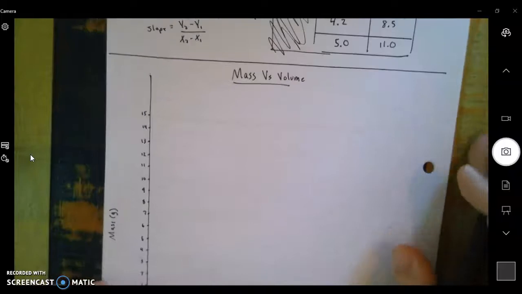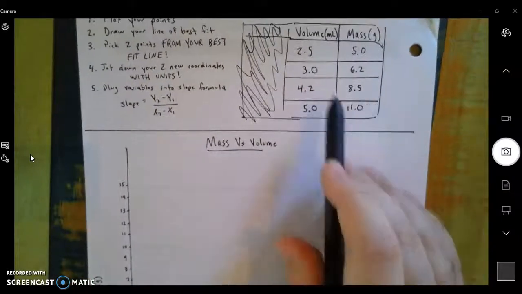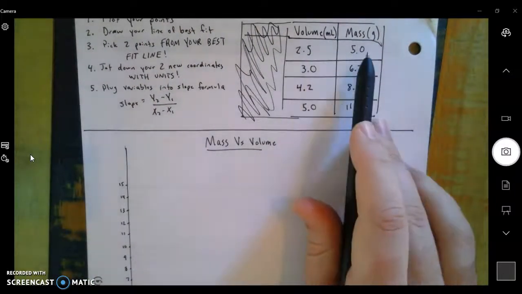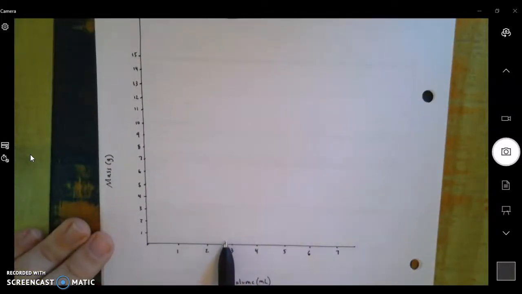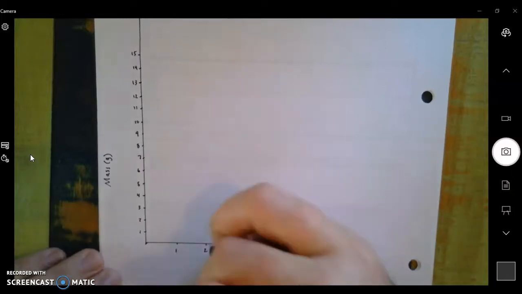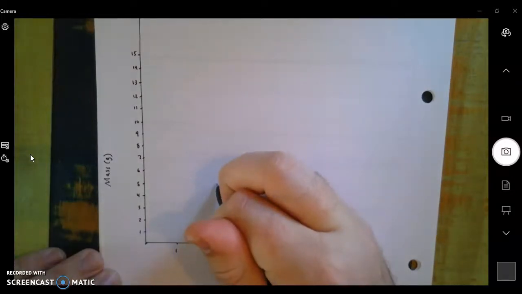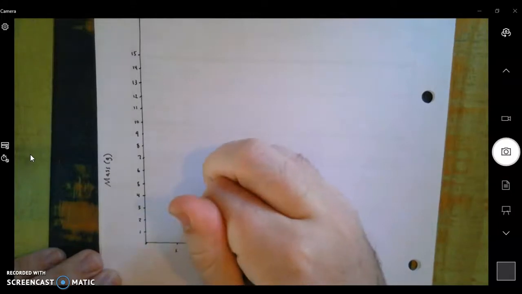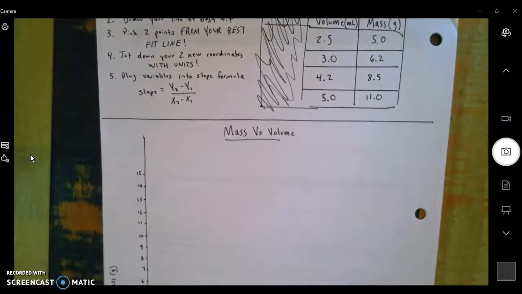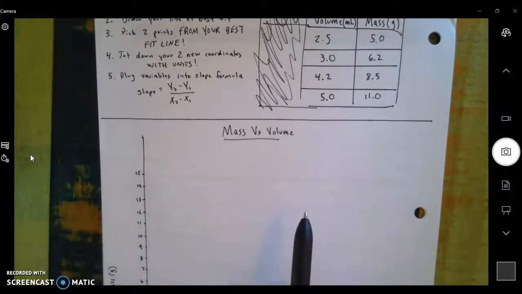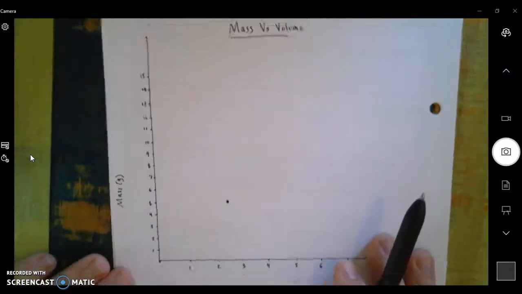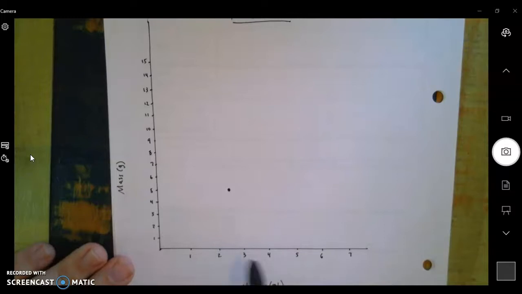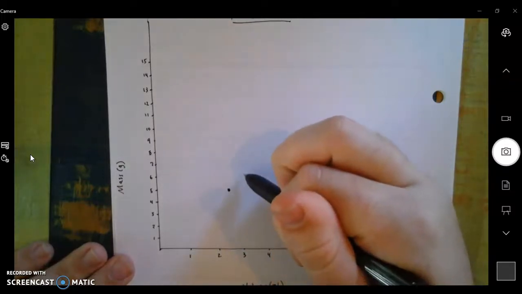Alright, so we have our first point of 2.5 milliliters and 5.0 grams. So I will go to 2.5 and to 5.0, and I will make my data point. And I will do this for all of my data points. So next one, we have volume of 3.0 and mass of 6.2. So I will go down to 3.0 and up to 6.2.